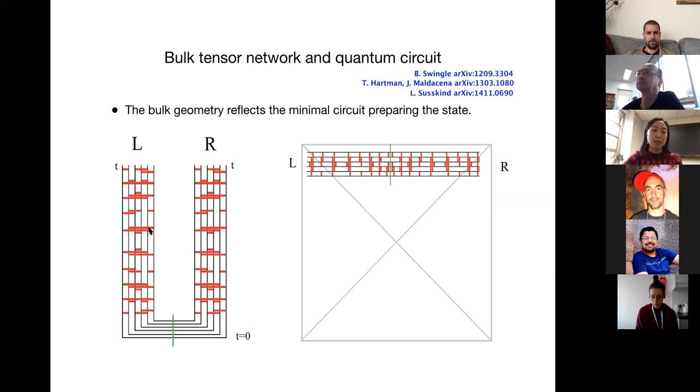But from another point of view, if we somehow lay this circuit horizontally, then one can see that it corresponds to the wormhole geometry. As time increases, the quantum circuit is getting longer. As you go to later time, the wormhole is also getting longer. The lengthening of this wormhole corresponds to the lengthening of this quantum circuit.